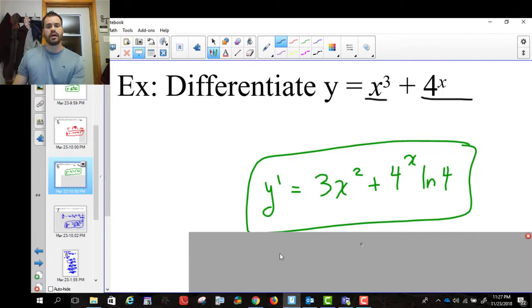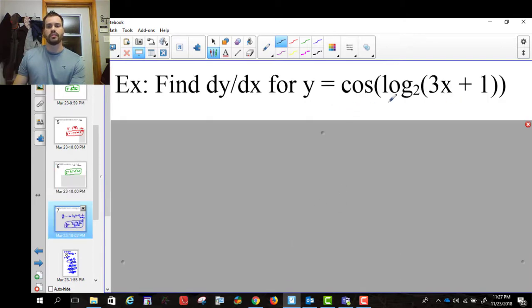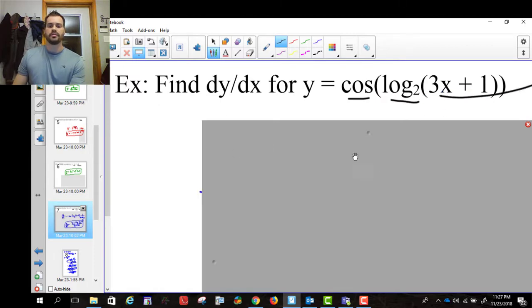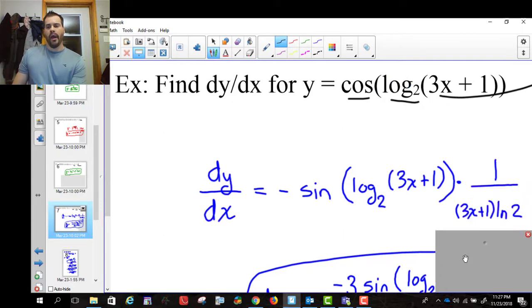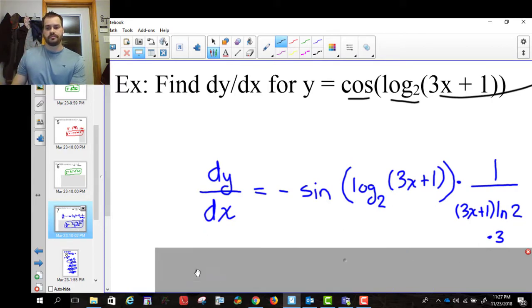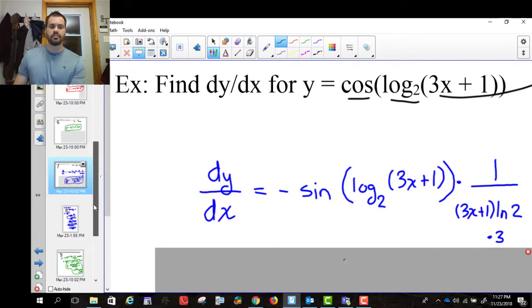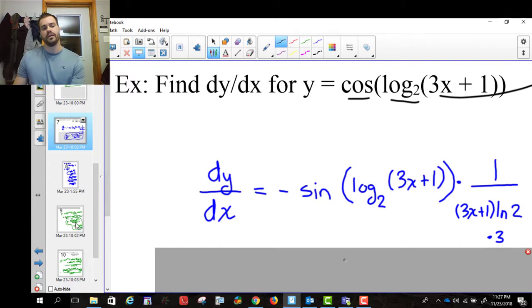Okay, and you can get more complicated. Here's one that's a little more complicated. We take the derivative of cosine of log base 2 of 3x plus 1. The derivative of cosine is negative sine. The derivative of log base 2 is 1 over the function times ln 2, multiplied by the derivative of 3x plus 1, which is 3. So we're just adding that in. At this point, you are very comfortable with derivatives generally and with the derivative rules, so this is not that much more difficult. It's just remembering to stick that ln 2 in there.